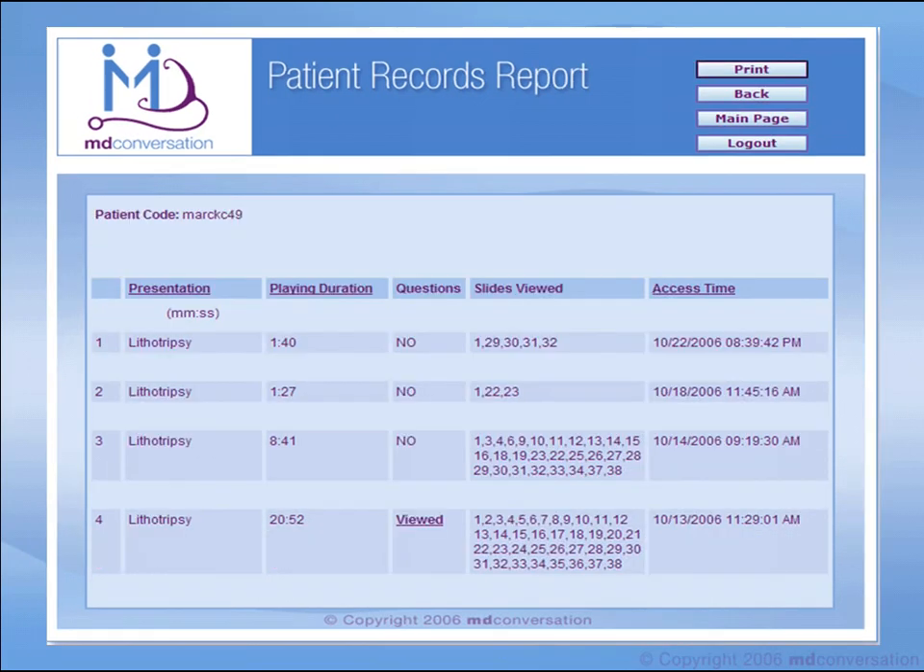If you then click on one of those patients, you get a more detailed report. For example, this patient looked at the lithotripsy module 4 times. The first time, they looked at it right through, slide 1 to 38 in succession. It took them 20 minutes, almost 21 minutes. They asked one question, which I viewed already, and that was their access time. And then as they've gone in and looked at it later, they've gone more specifically to certain slides.